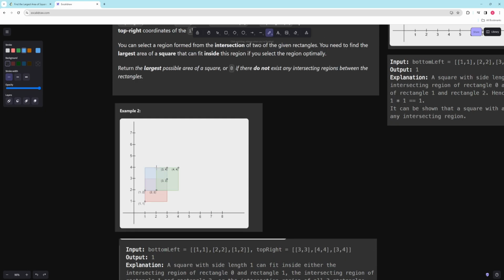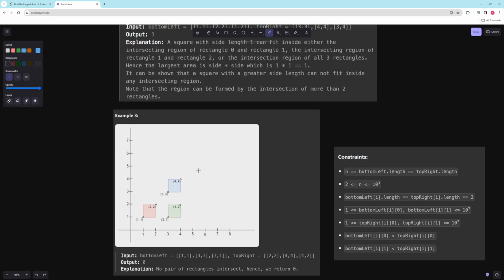Let's say this green and blue have an overlapping region like this, and this region is a 1x2 region. Because we have to build a square, we have to pick basically the shortest overlapping section, and then we can square that. So because it's 1x2, we can only make a 1x1. If it was like 2x3, we can make a 2x2 and so on. So that's the main thing to get from this problem. And in example 3, nothing overlaps, so we want to return 0.